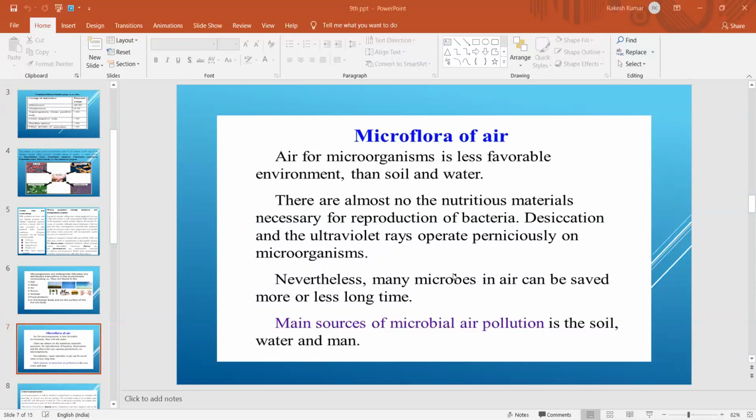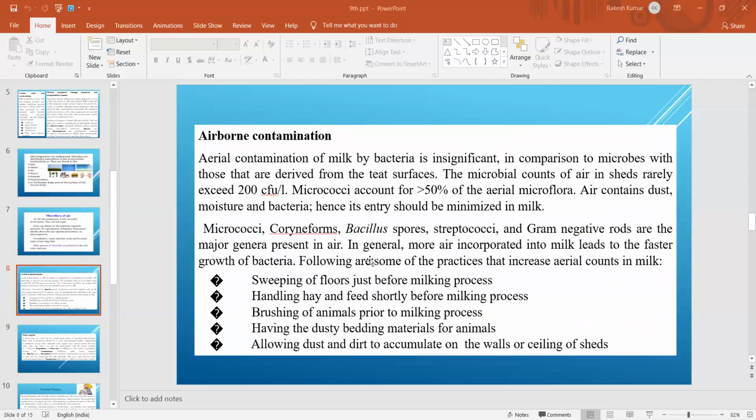So, what does it mean? As all of you know, the main contaminants of air are soil, water, and human handlers. They are responsible for adding some number of contaminants in air, and automatically through air, it will transmit to some food item which is not covered, and whenever they get a suitable temperature, they will create an abnormal condition in your product.